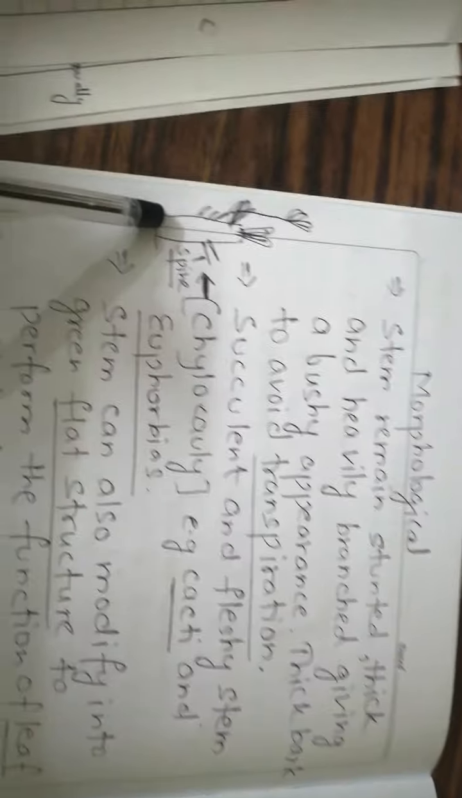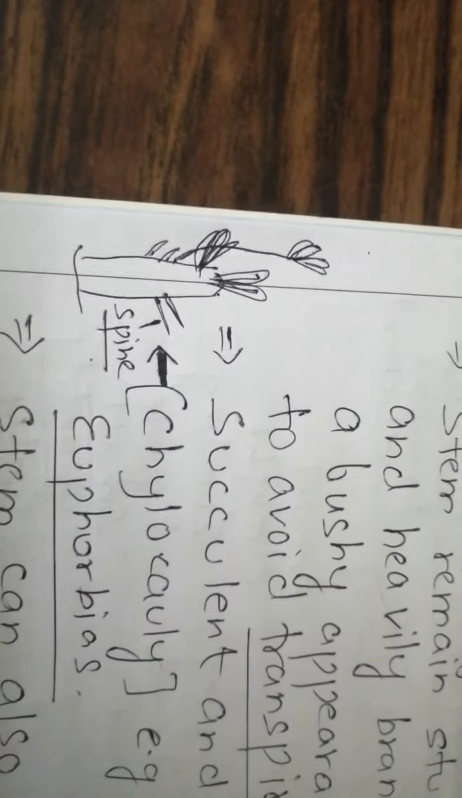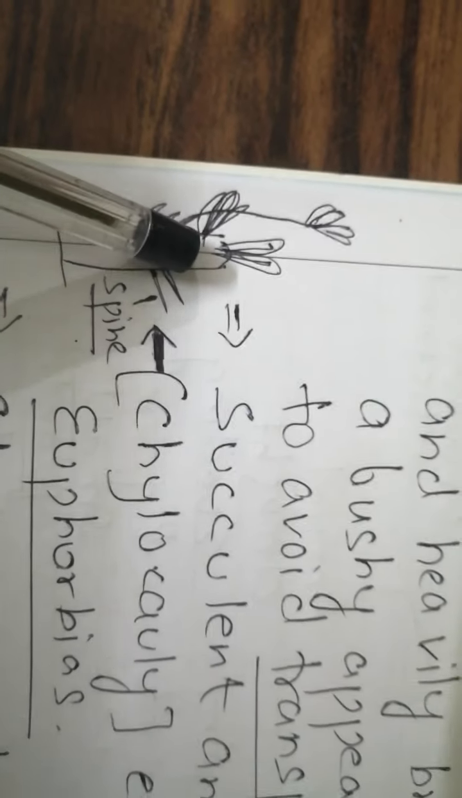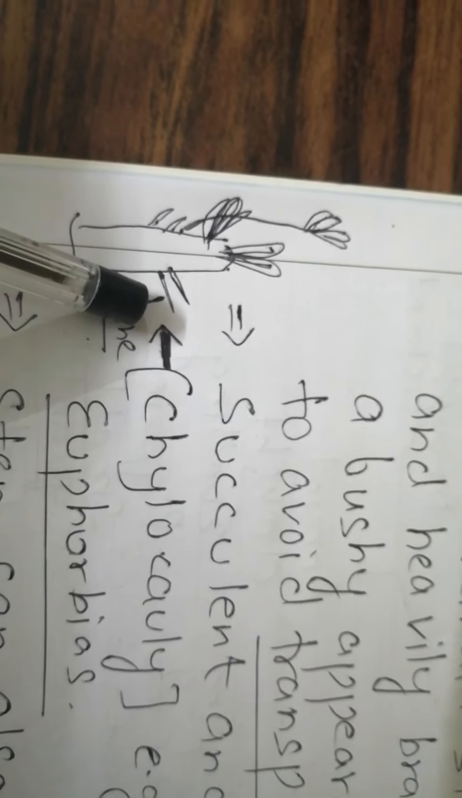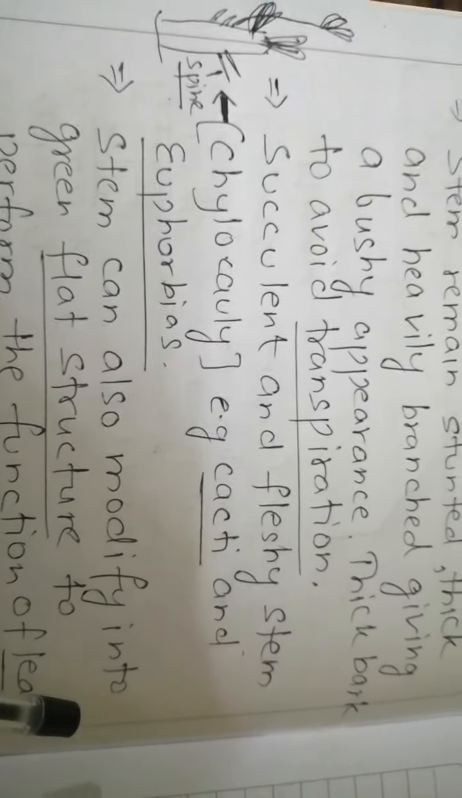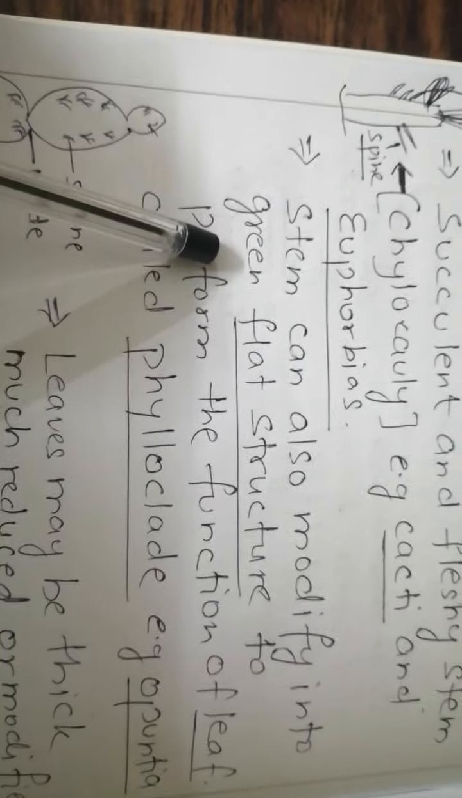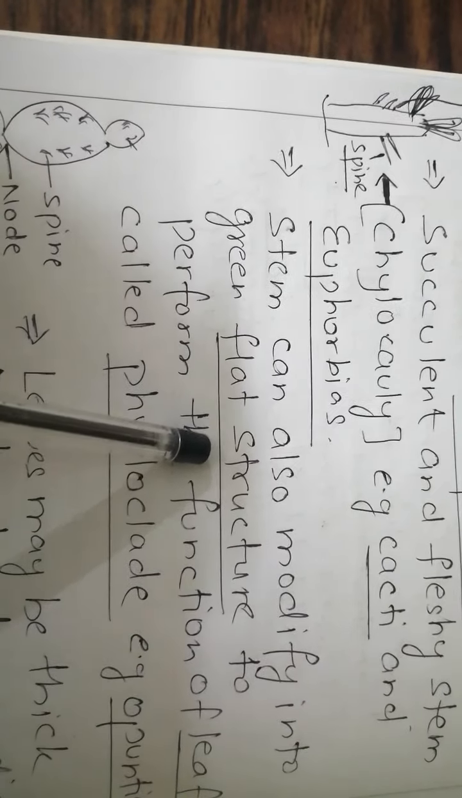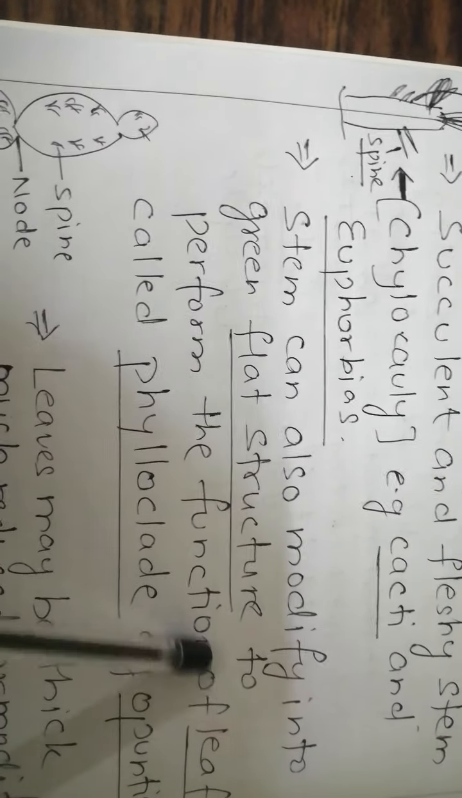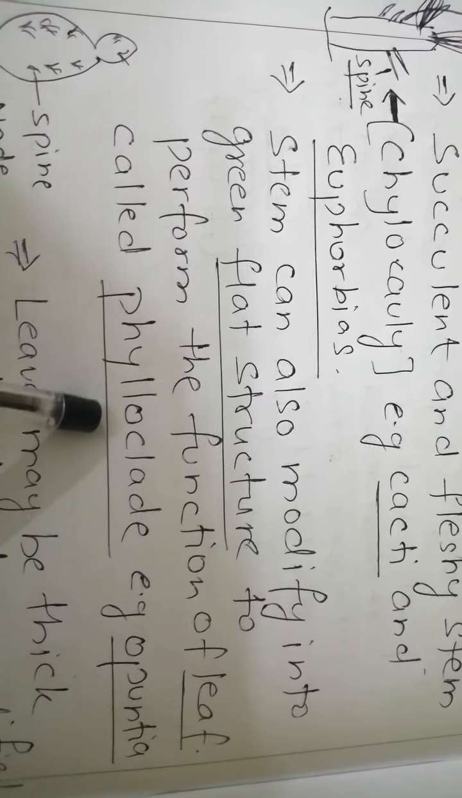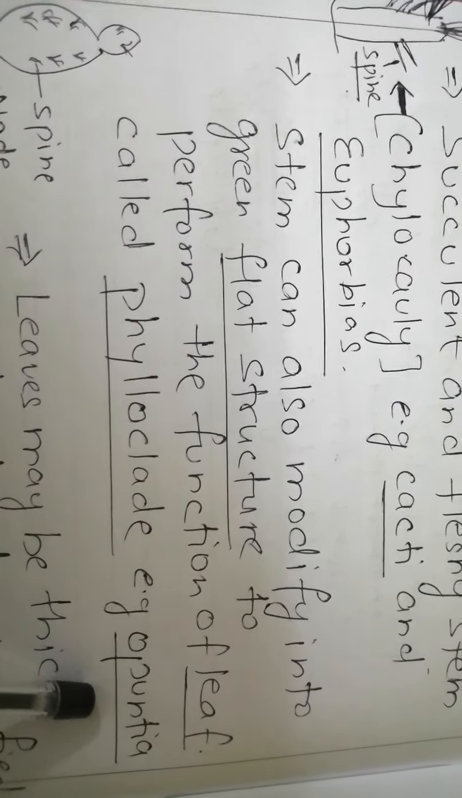I have drawn a diagram for you here. You can see this, children. This is the stem part, and the spines are there, and this is the succulent stem. It is in the case of the cacti and the euphorbias. Now the stem can also modify into a green structure to perform the function of a leaf. This is known as phylloclade. Example is Opuntia.